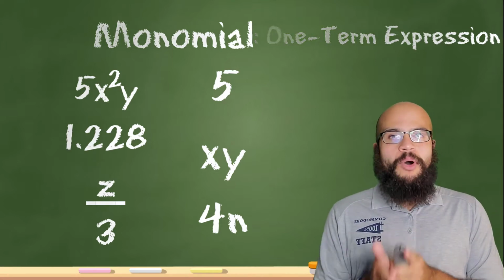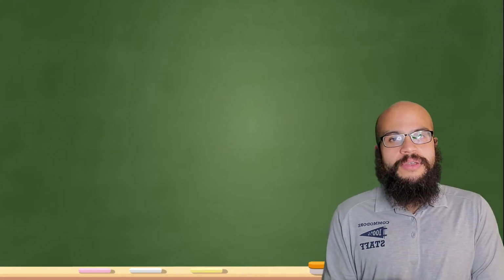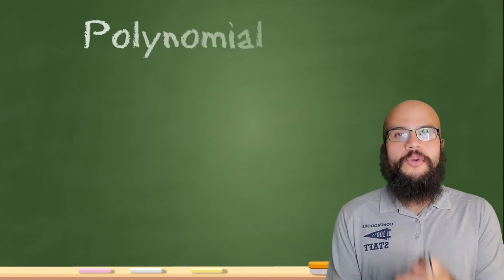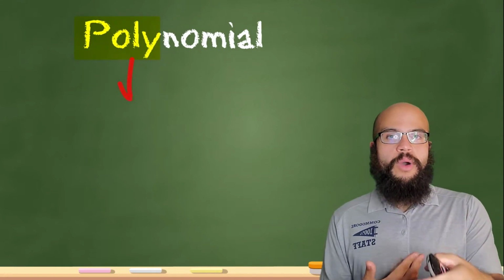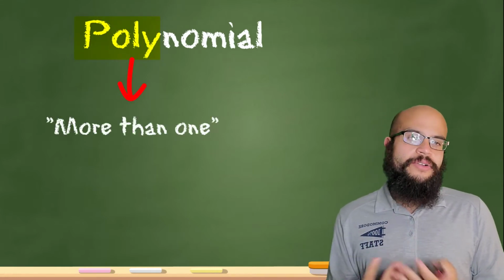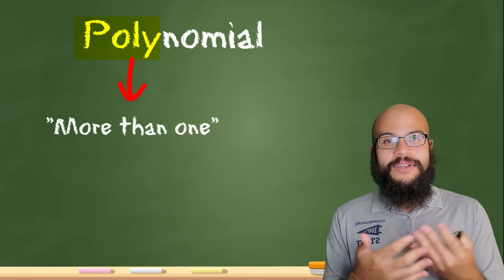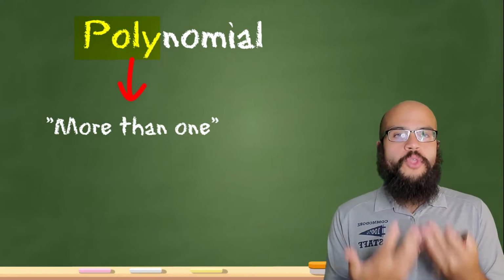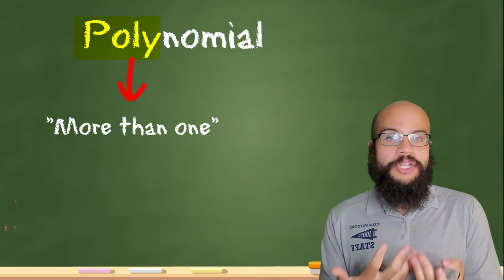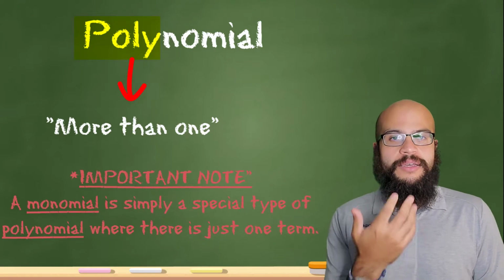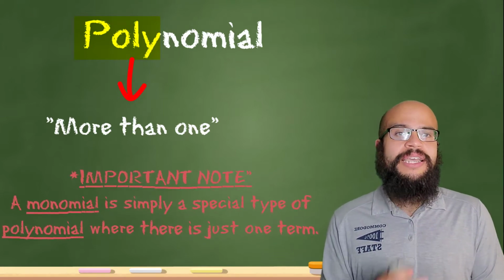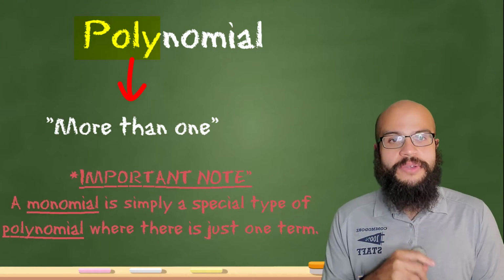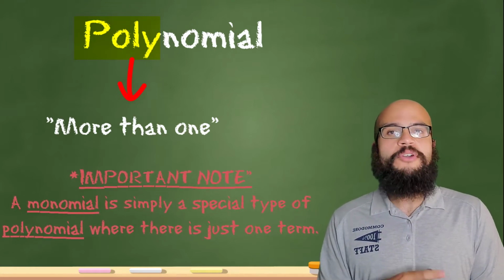Now, when you combine multiple monomials together, you make something called a polynomial. The prefix poly means more than one. So once we start adding or subtracting monomials together, we end up with a longer multi-term expression called a polynomial. We will discuss polynomials in detail in a later video because most of this video is going to focus still on monomials.